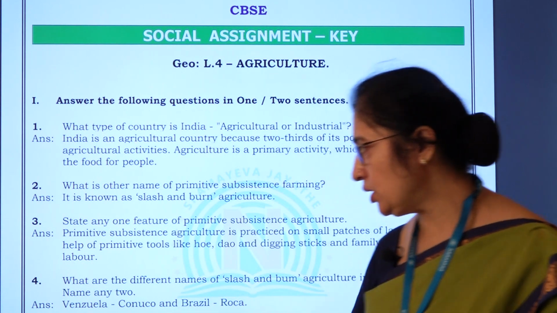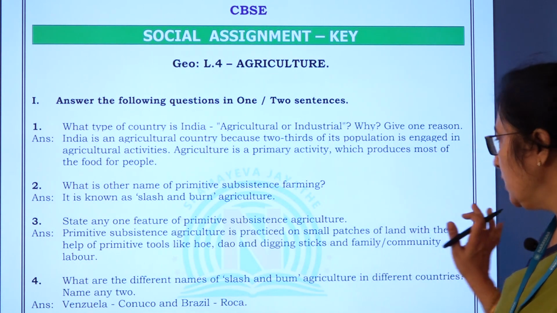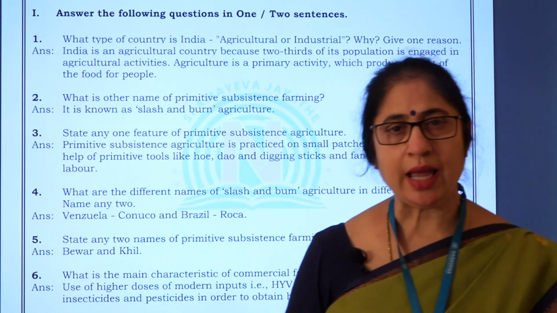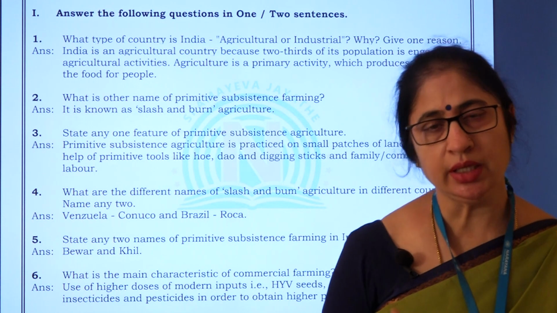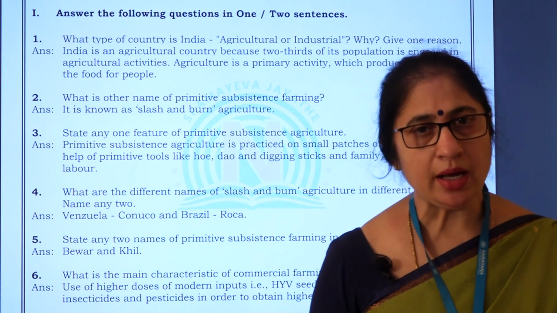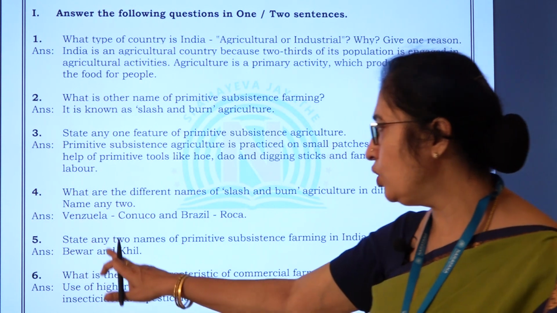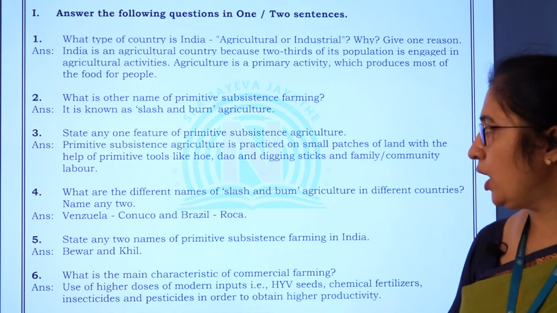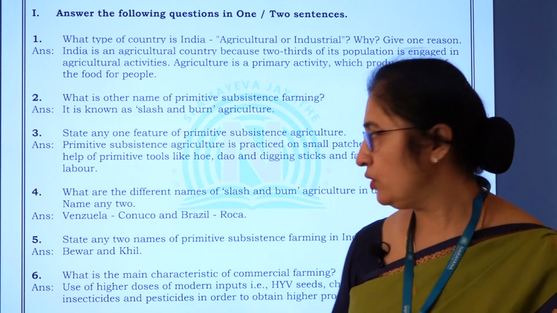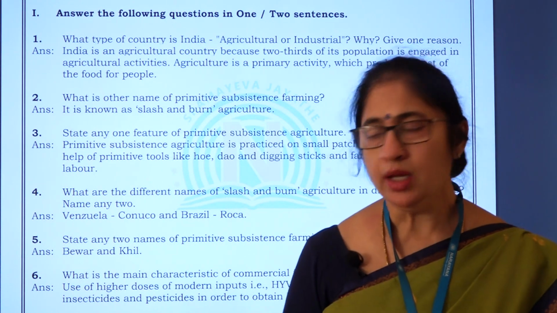Another question is: what are the different names of slash and burn agriculture in different countries? Slash and burn agriculture in different countries has different names. It is milpa in Mexico, in Venezuela it is known as conuco, and in Brazil it is known as roca. So, it has different names, and you can mention any two.